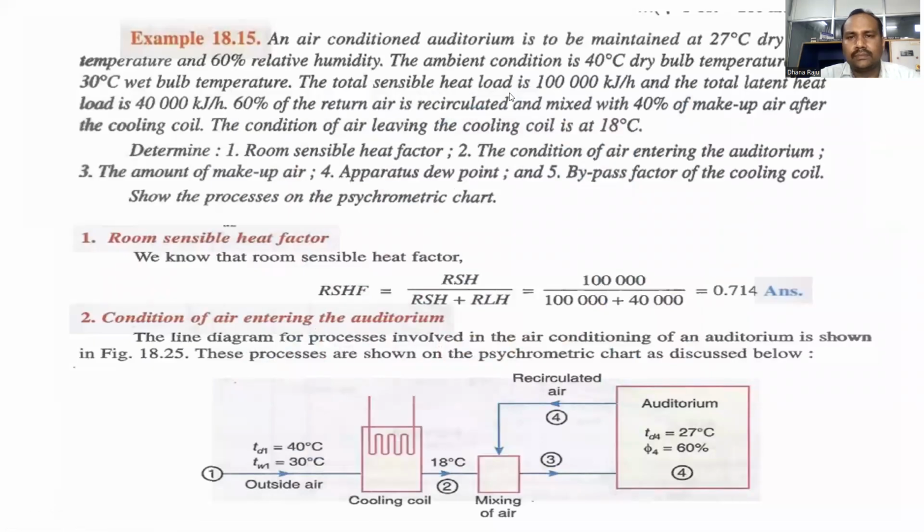This is the problem given. An air conditioning auditorium is to be maintained at 27 degrees centigrade dry bulb temperature and 60% relative humidity. These are the conditions. Ambient condition is 40 degrees centigrade DBT and 30 degrees centigrade WBT. The total sensible heat load is 1 lakh kilojoule per hour, whereas the latent heat is 40,000 kilojoule per hour. 60% of return air is recirculated and mixed with 40% of makeup air. Makeup air means fresh air.